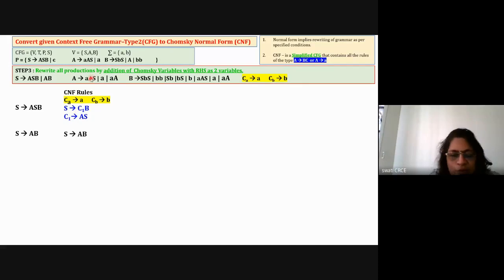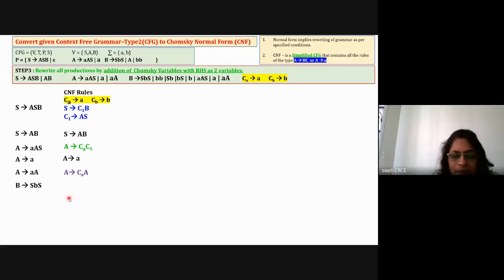Take the next one, A is equal to small a, capital A, S. So here I'm getting AS. For AS I've already used variable C1. So I'll say A is equal to CA C1. Now take the next one. Capital A is equal to small a. It is already in CNF format. So here there are only two things that you have to remember. So it is remaining like that. Then A is equal to small a capital A. For small a, I can replace it with CA. So I'll say that it is CA A. Okay. Now everything is done for A. Take the next variable capital B, SBS.